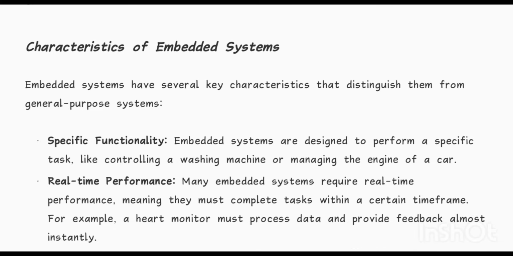Characteristics of embedded systems. Embedded systems have several key characteristics that distinguish them from general-purpose systems. Specific functionality. Embedded systems are designed to perform a specific task, like controlling a washing machine or managing the engine of a car.